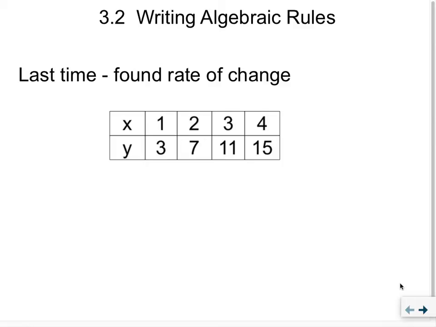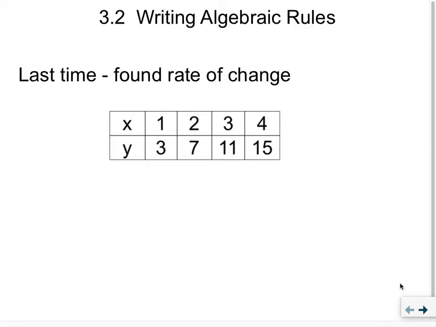So this time we're going to be writing some algebraic rules. You probably remember last time we were finding a rate of change given a table or given a sequence. So here's an example. This tells me that there's a relationship between x and y. When x is equal to 1, y is 3. When x is 2, y is 7, and so on.